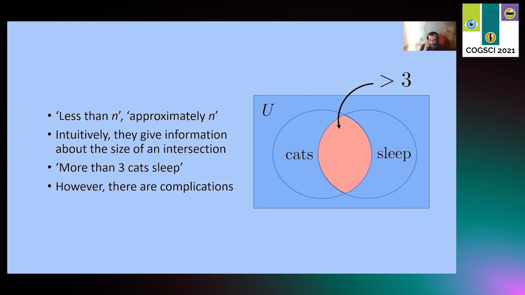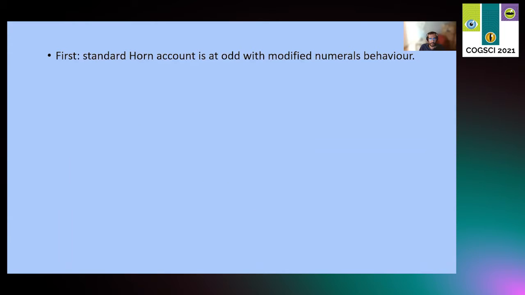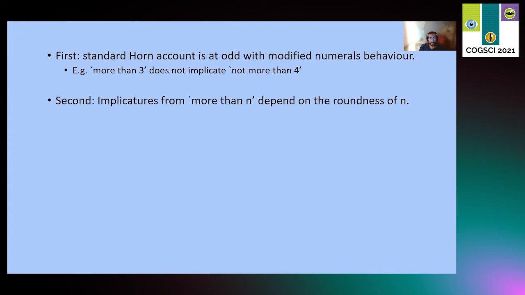This picture is pretty simple, but there are complications. First of all, the standard Horn account is at odds with modified numerals' behavior. For instance, more than 3 does not implicate not more than 4, even though a collaborative rational speaker could have produced more than 4 if it had been the case.